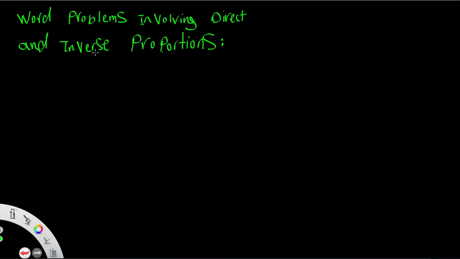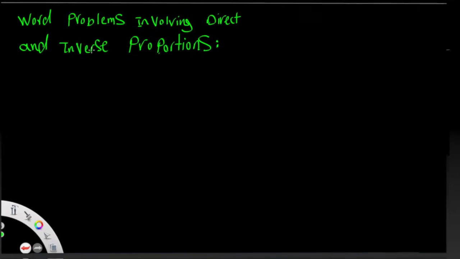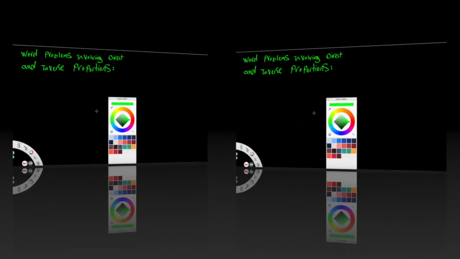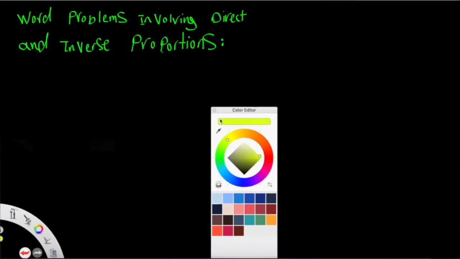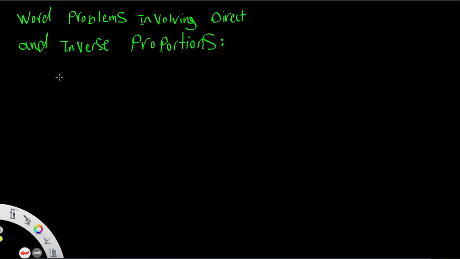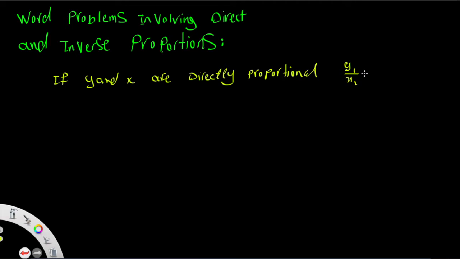Everyone, in this video I'm going to teach you a really interesting and easy method to deal with problems involving direct and inverse proportions, specifically word problems. Now, I would like to draw your attention to this point that if y and x are directly proportional, then we have y1 over x1 is equal to y2 over x2.